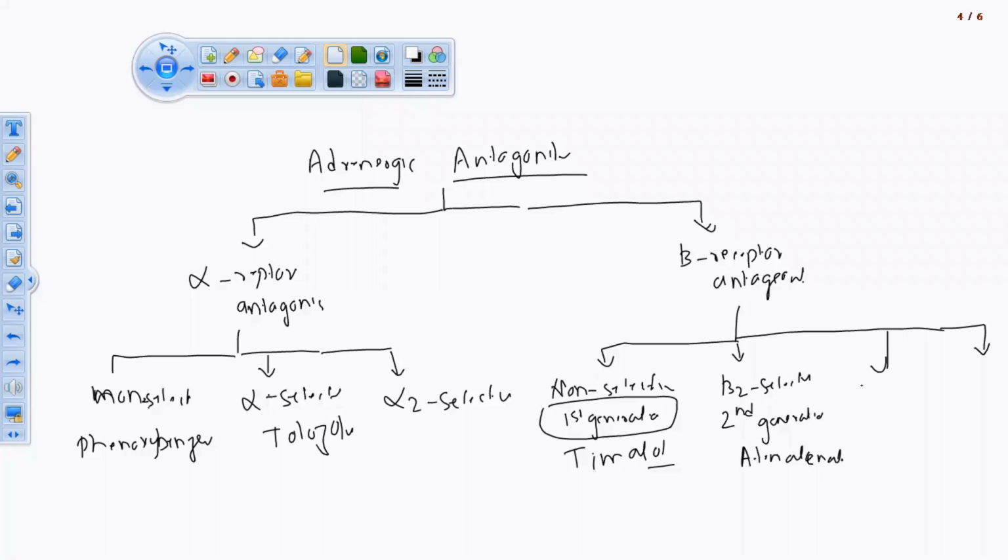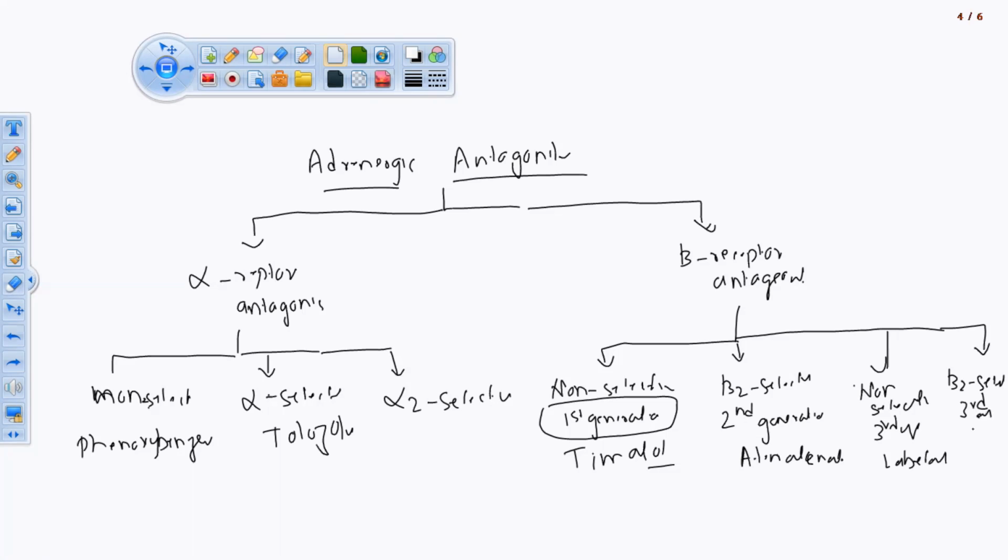Then non selective third generation drugs are labetalol; the drugs come under the category of labetalol. Non selective first generation, non selective third generation, beta 1 selective second generation, and beta 2 selective third generation.